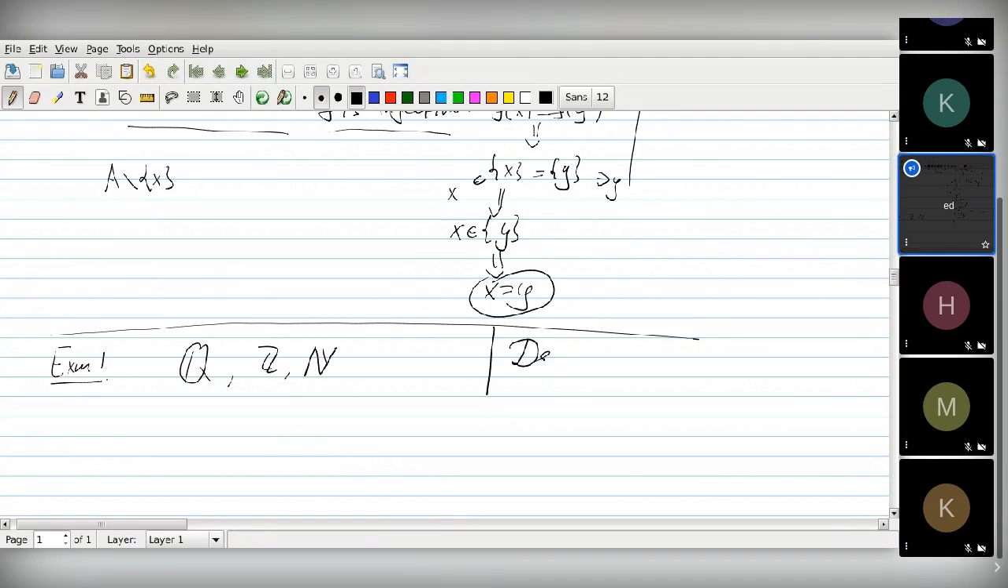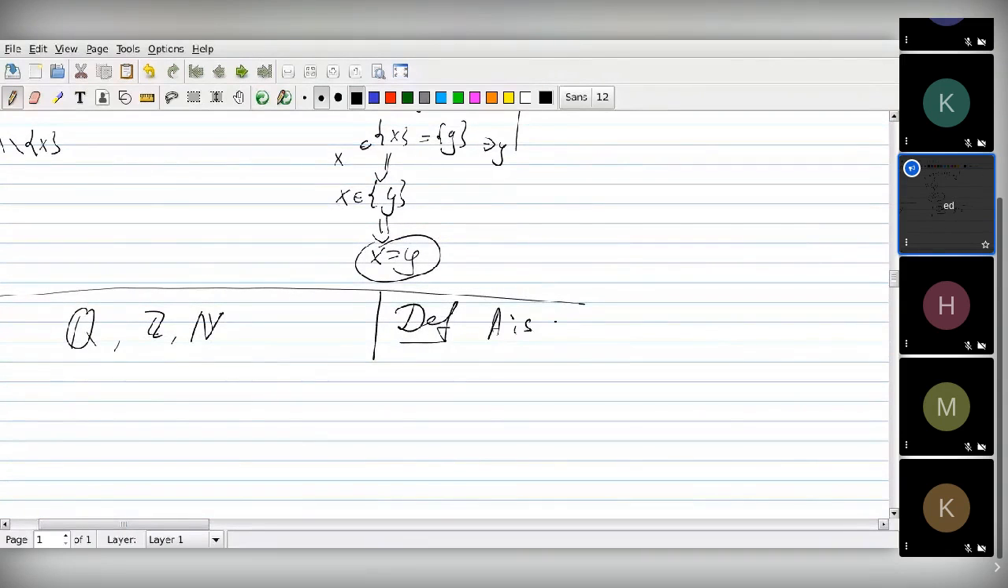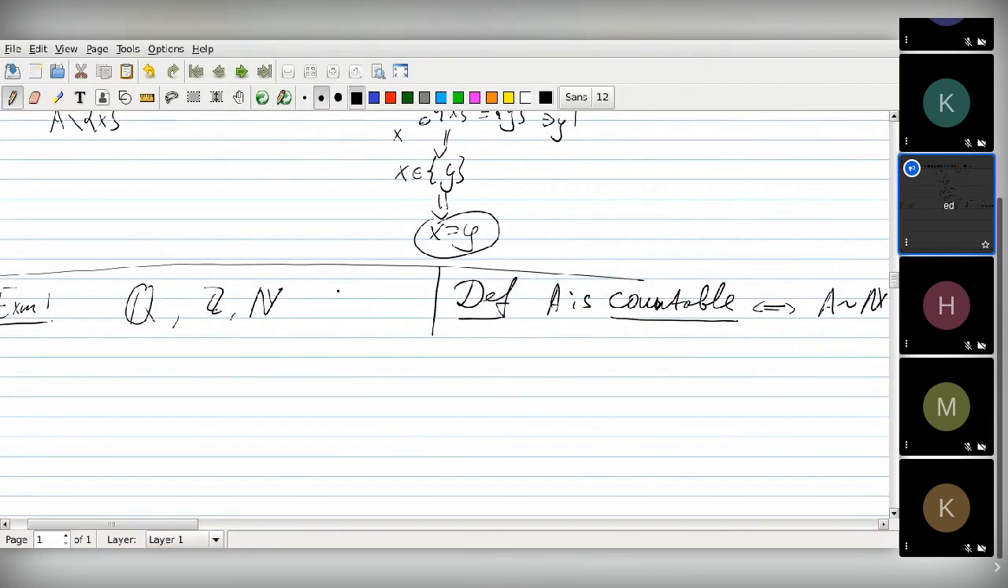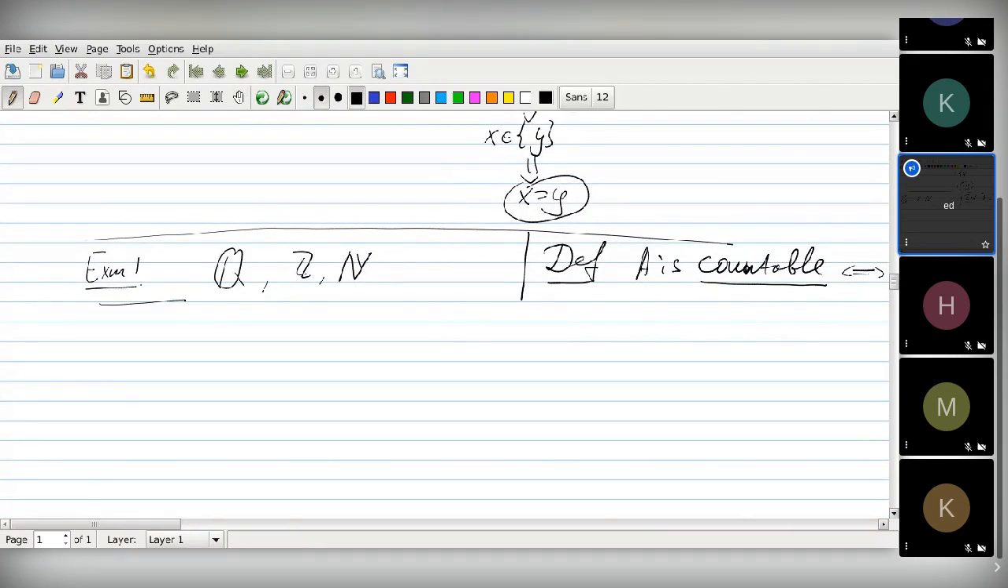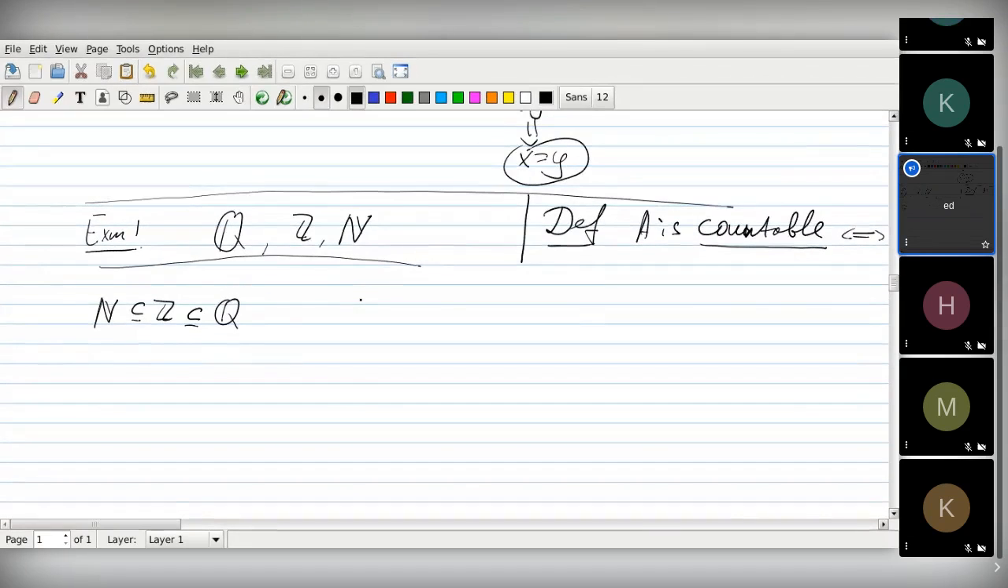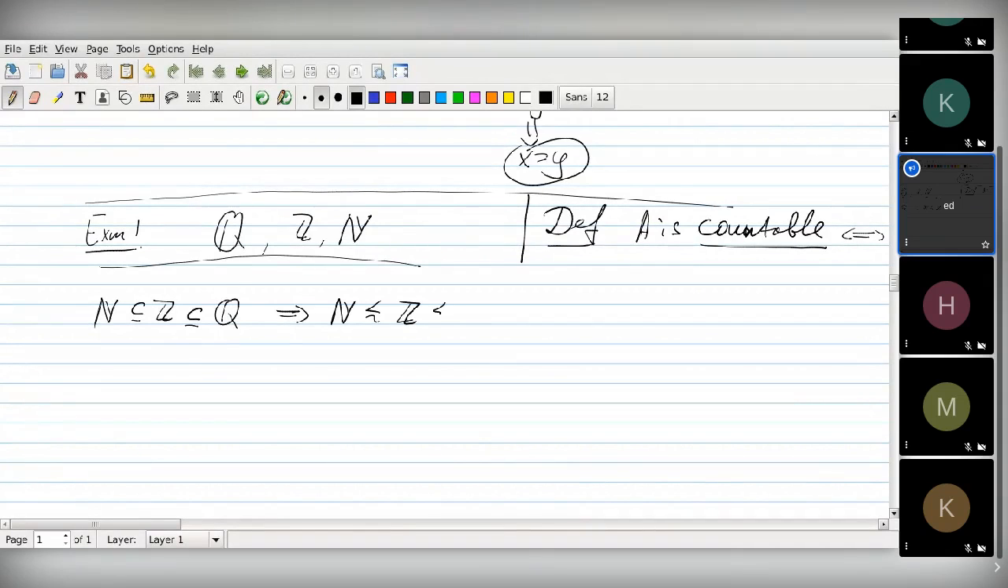Is it countable? By the way, let's give some definition. A is countable by definition if and only if A is equivalent to the set of all naturals. So is Q countable, the set of all rational numbers? It is countable. Let's prove it, but without providing any explicit bijection. So N is a subset of Z. Do you agree? Every natural is an integer. Yes. Every integer is rational. Do you agree? Yes. But that means that N is embeddable into Z and Z is embeddable into Q. Do you agree?